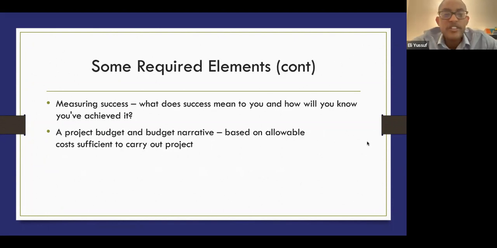Now, of course, what does success mean to you? And how will you keep track of that? That's what you'll describe for us in the measuring success question. And you'll be able to lay out all the different measures that you account for in the course of regular work, as well as any special measures you'll be able to implement, to ensure that we can track: is this grant actually helping you achieve your goals?